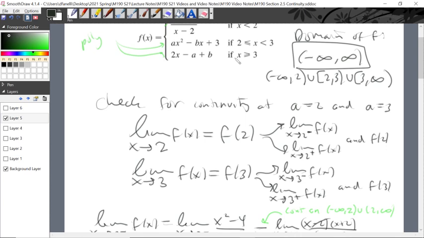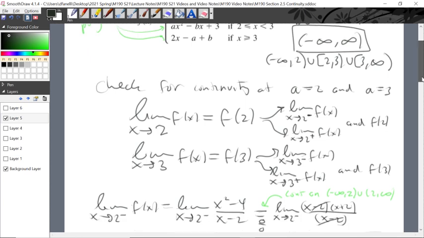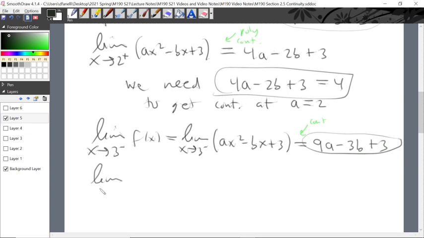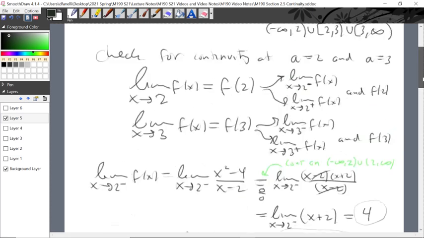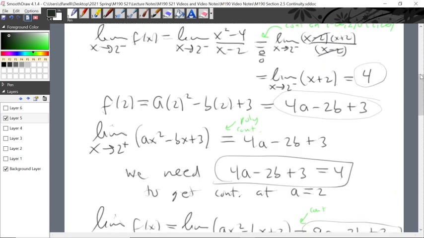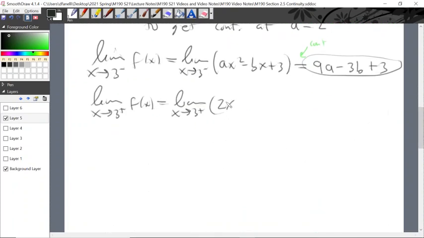Now if x is equal to 3, that's going to put us on this piece, which is a polynomial, and that's the same piece we would use if x was greater than 3 as well. So we have the limit as x approaches 3 from above of f of x is the limit as x approaches 3 from above of the expression 2x minus a plus b. That's a polynomial, so we can use continuity. So plugging in x equal to 3, we get 6 minus a plus b.